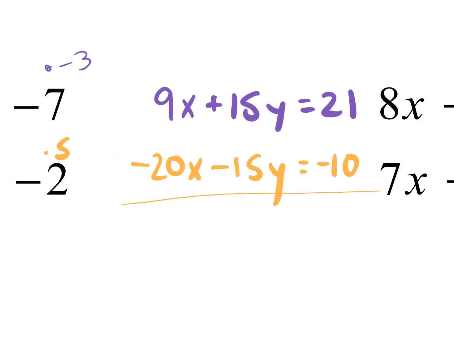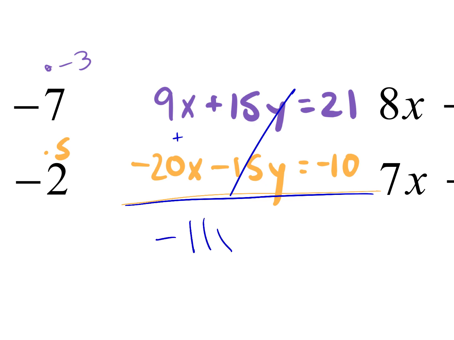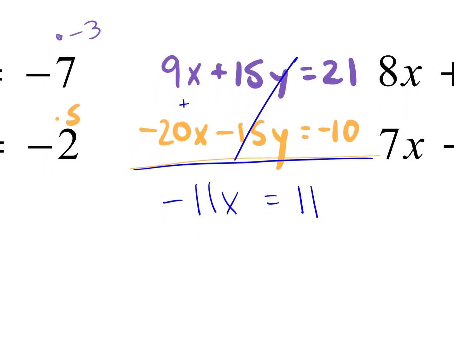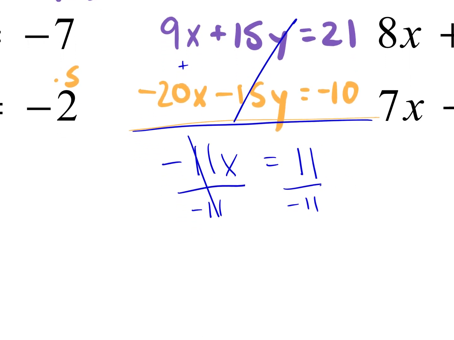Now do our y's cancel? Yes. So y's cancel. Let's combine our like terms. What's 9x minus 20x? -11x, perfect. And what's 21 minus 10? 11. How would I solve for x? Divide both sides by -11. We've got to get that x all by itself. So since it's being multiplied by -11, we divide to get rid of it. So what does x equal?